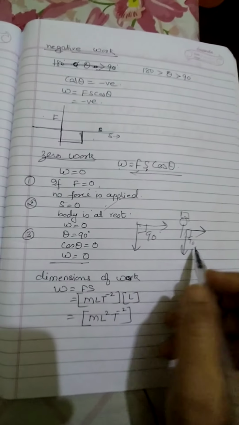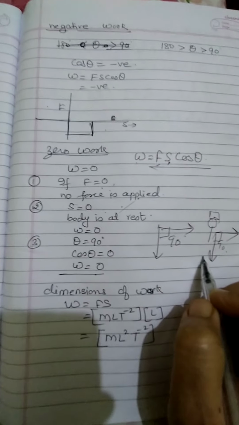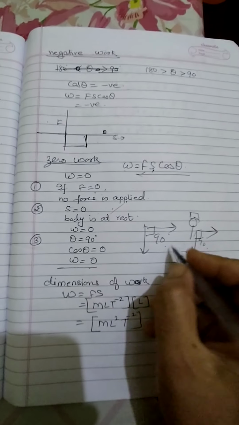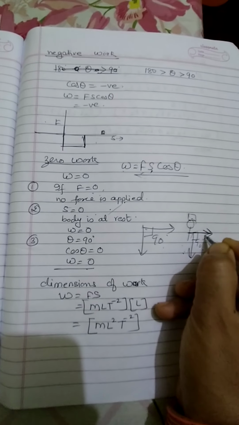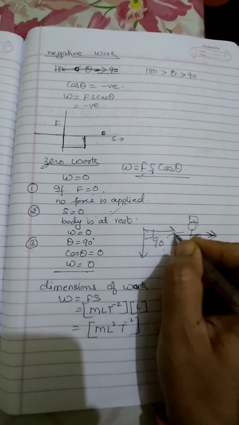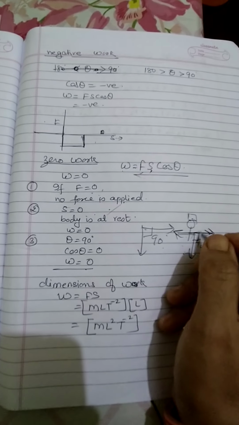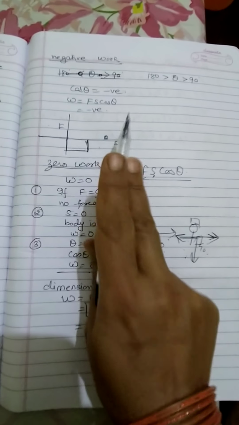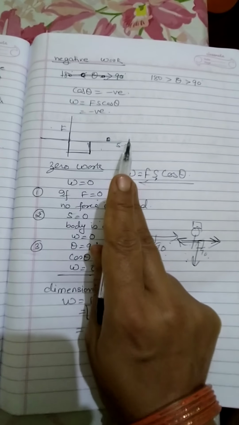But remember that you are not doing work against gravity, but it doesn't mean that you are not doing any work. If you are moving in the horizontal direction, then the friction force always acts in the opposite direction. That means there is a negative work done by the body. So work done will be negative.